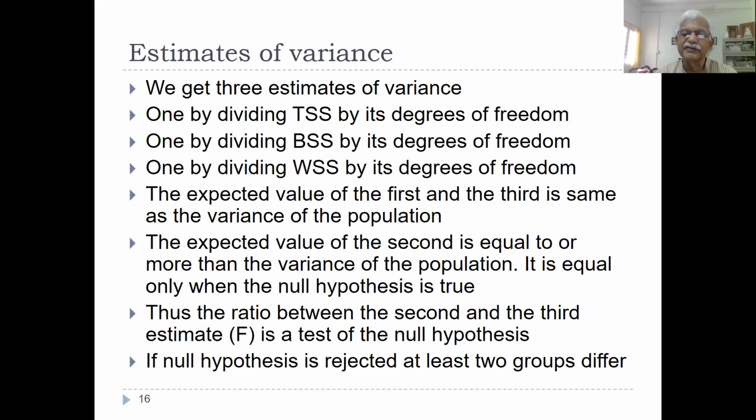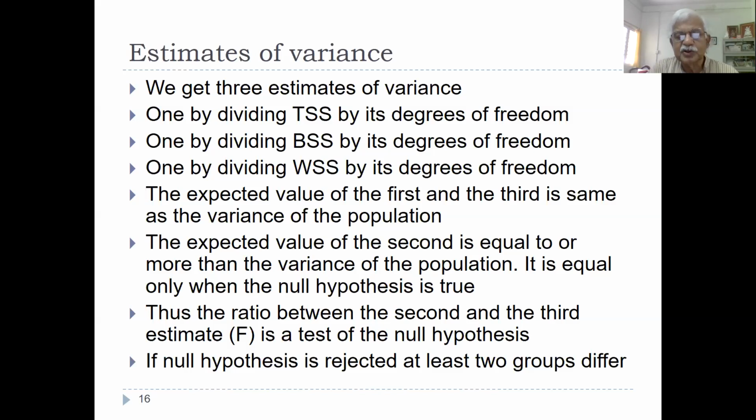If there are no group differences, then the three estimates of variances will be the same. But otherwise, the expected value of the first and third will be the same, and the expected value of the second, meaning that based on the between sum of squares, will be higher.